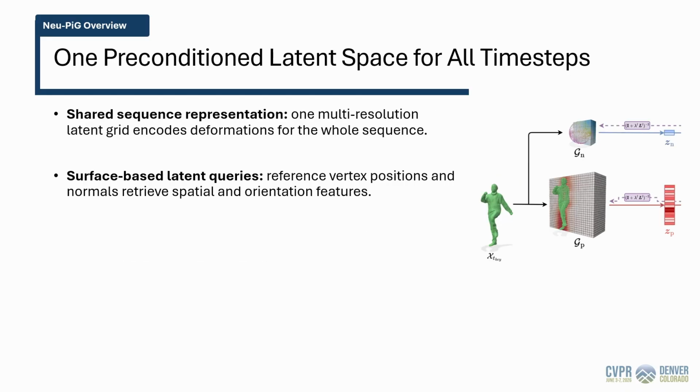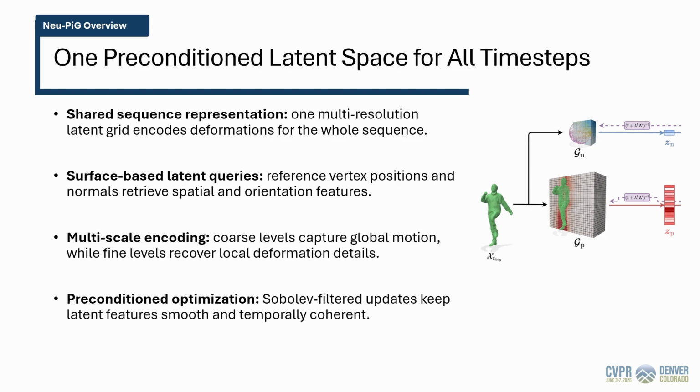The key idea of our method is to avoid optimizing independent deformations for every frame. Instead, we use one shared latent representation for the whole sequence. Each vertex of the reference mesh queries this latent space using its position and normal direction. We represent this latent space with a multi-resolution grid.